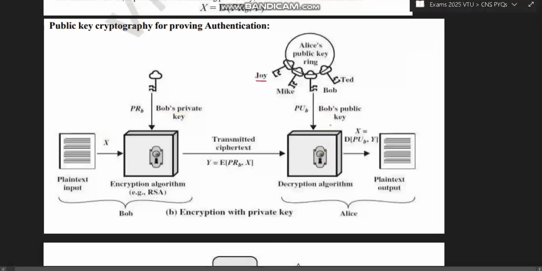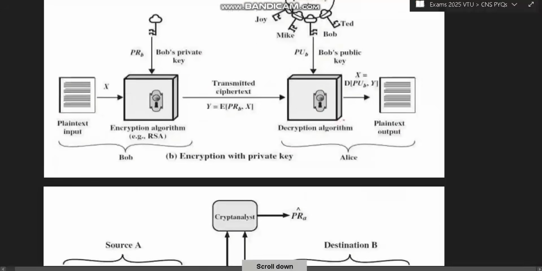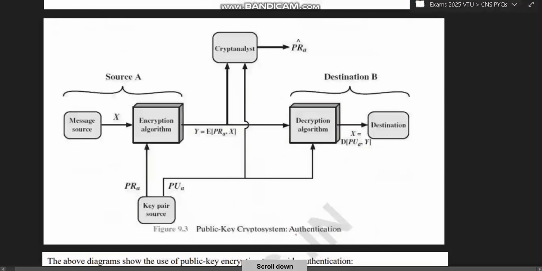Bob's public key getting opened means Bob's public key is able to open this lock, which is the proof that it was locked using Bob's private key. I hope you got it. Okay, so this is how authentication is done to ensure Bob only has sent the data. The plain text output will be seen at the Alice end. Combining these both, it will be called as authentication secrecy public key crypto system.